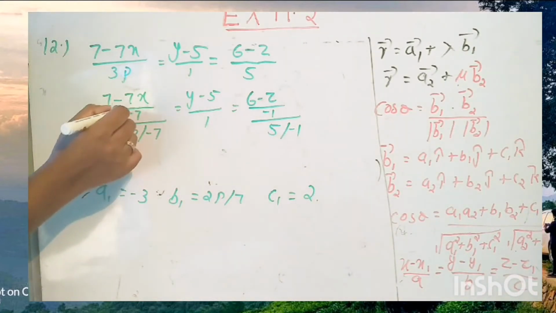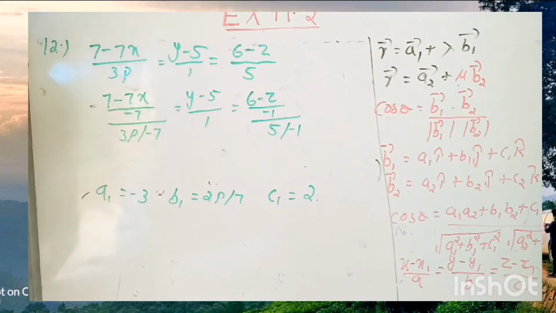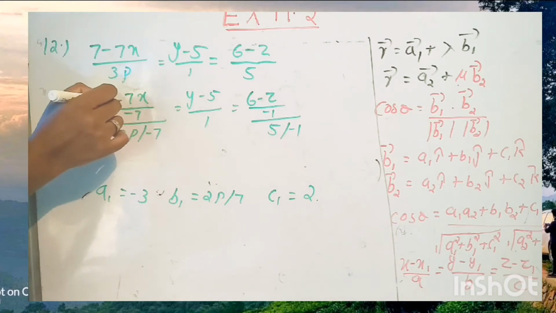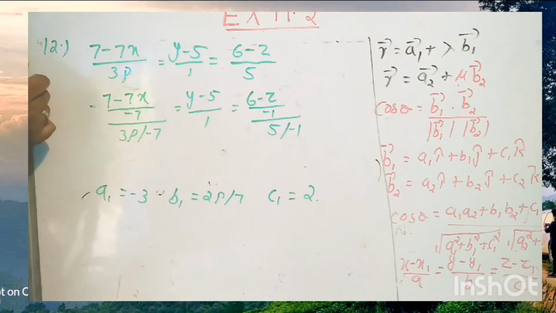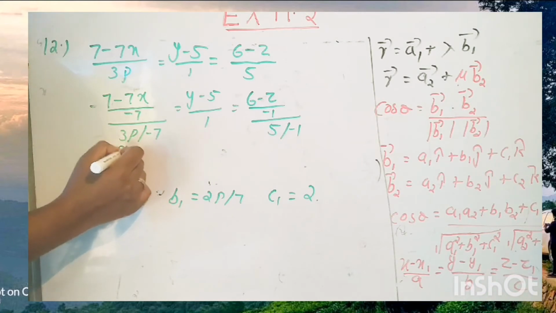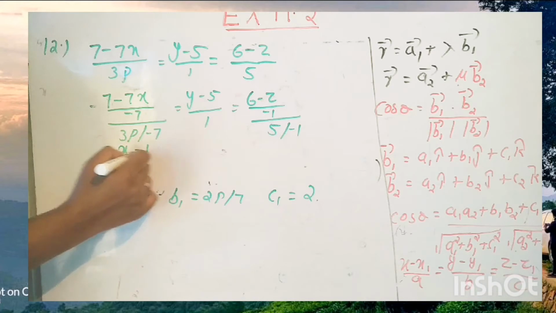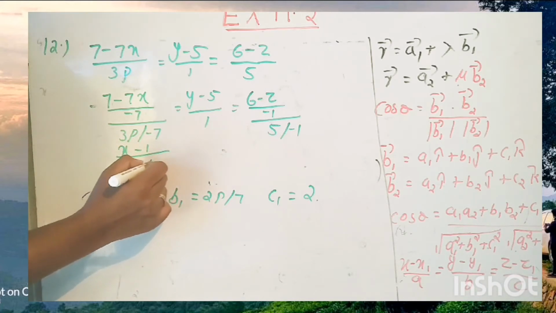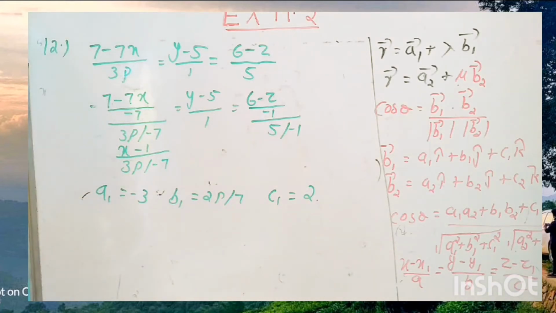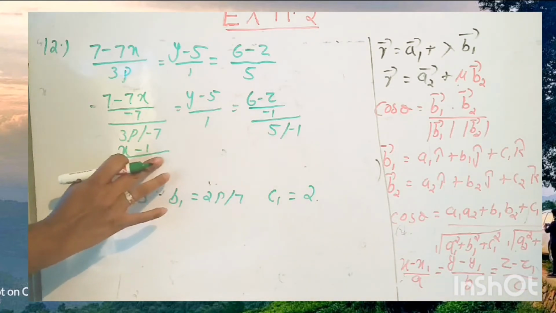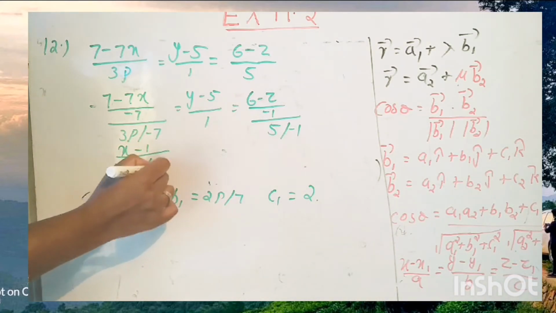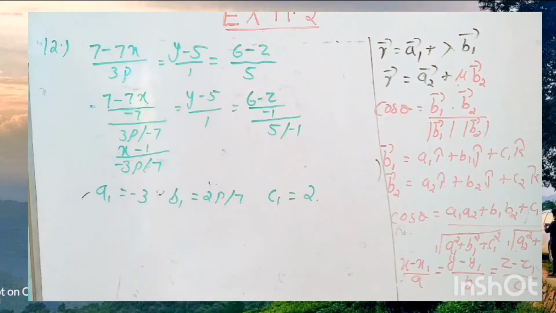Okay, this is equal to 7 by minus 1, minus 7. 7 by minus 7, that becomes minus 1. And this becomes minus 7 by minus 7, that is plus 1. So we will get x, and 7 by minus 7 minus 1 divided by 3p divided by minus 7. 3p divided by minus 7, we can write it as minus 3p by 7.